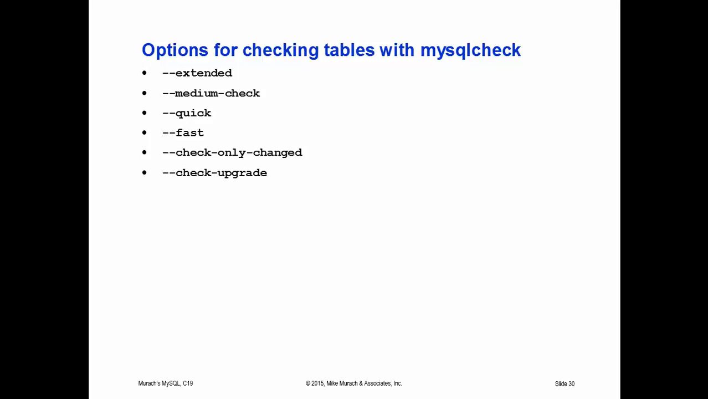Some of the options that are shown here: the --extended is like the extended for CHECK TABLE. The --medium-check is like the medium for CHECK TABLE. The --quick is like the quick for CHECK TABLE. The --fast is like the fast for CHECK TABLE. The --check-only-changed is like the changed for CHECK TABLE. And the --check-upgrade is like the for upgrade for CHECK TABLE.